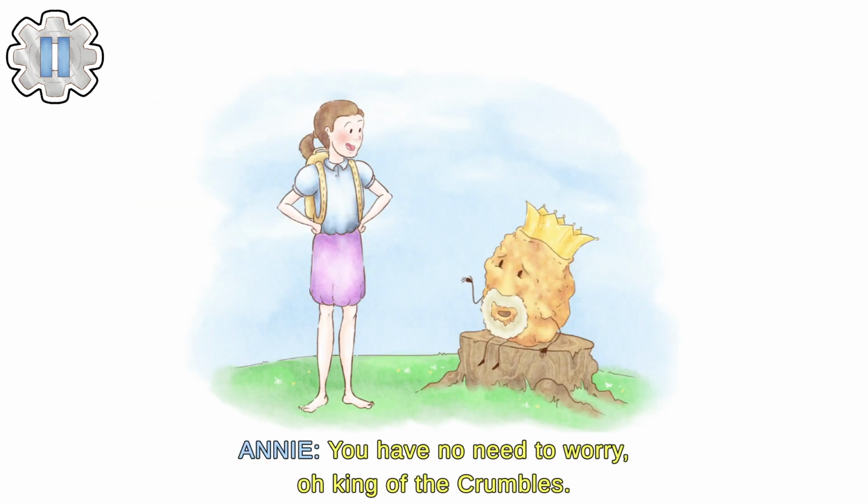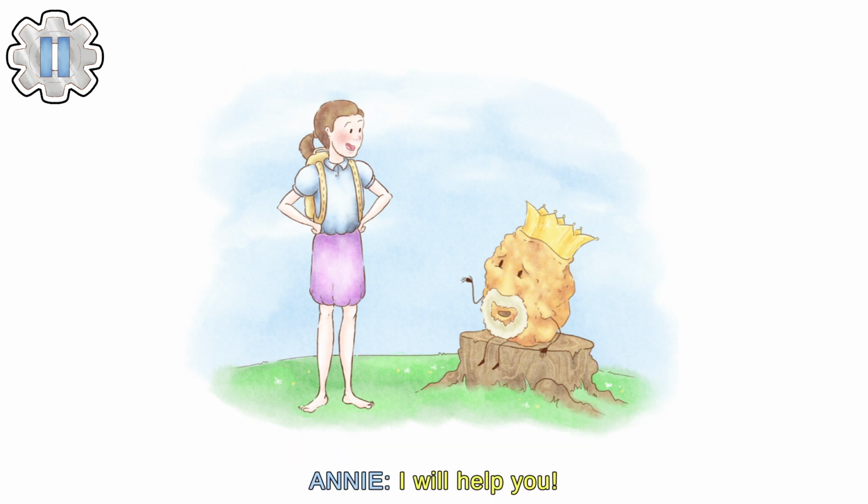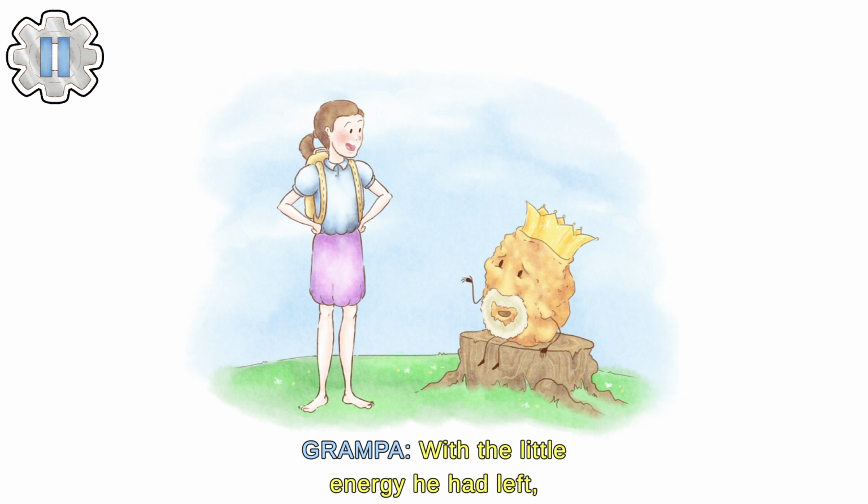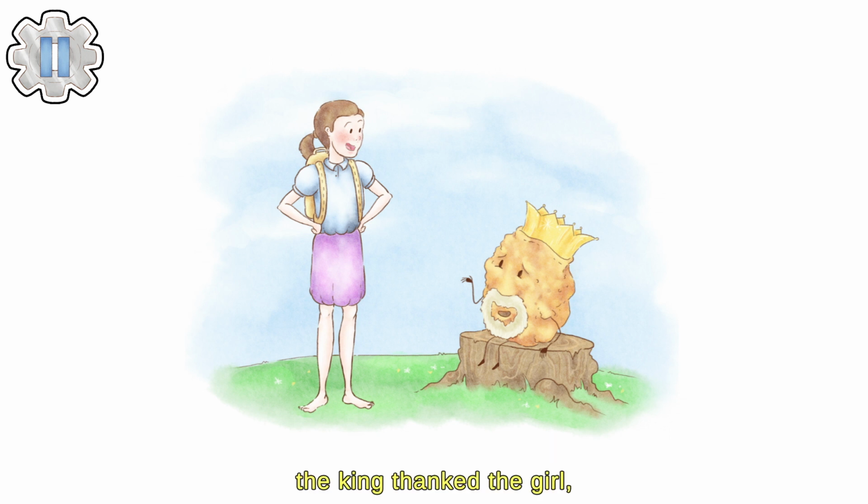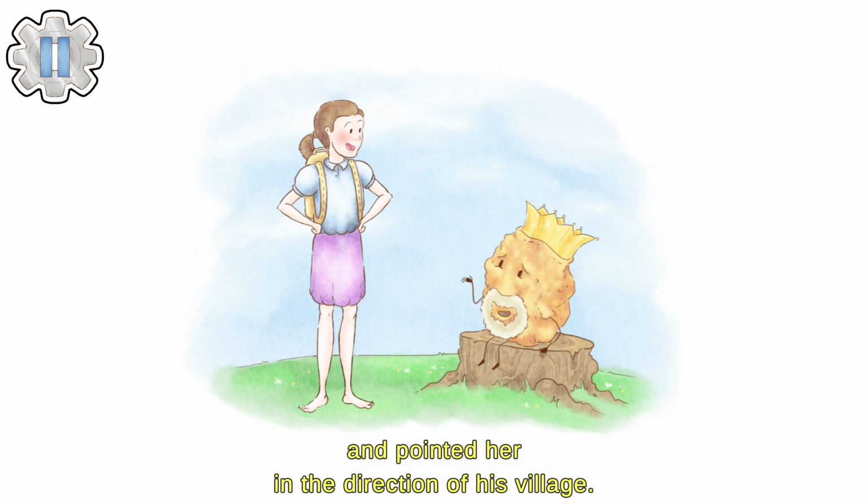You have no need to worry, O King of the Crumbles. I will help you. Standing heroically is Clara as the adventurer. She wears a yellow backpack, blue t-shirt and a purple skirt. With the little energy he had left, the king thanked the girl and pointed her in the direction of his village.